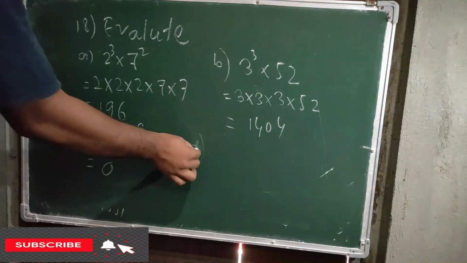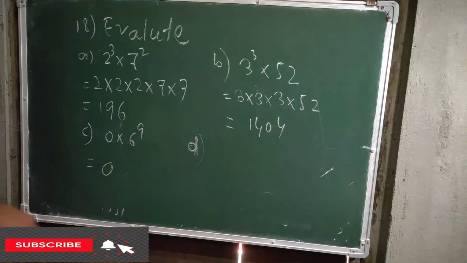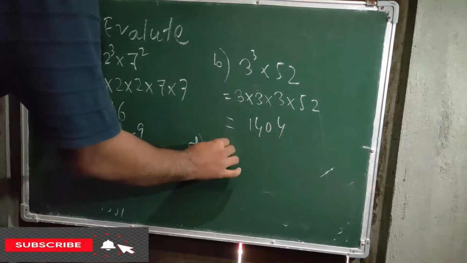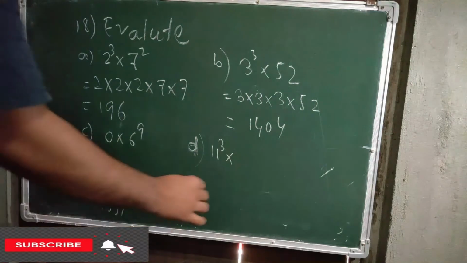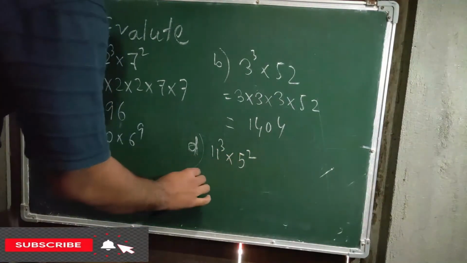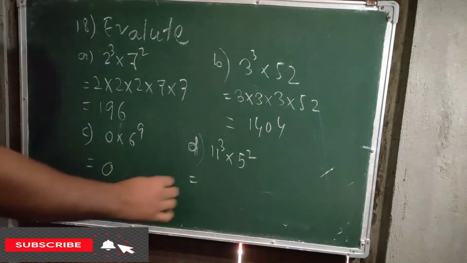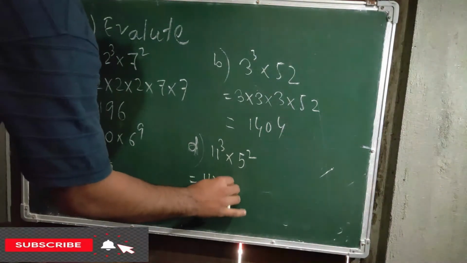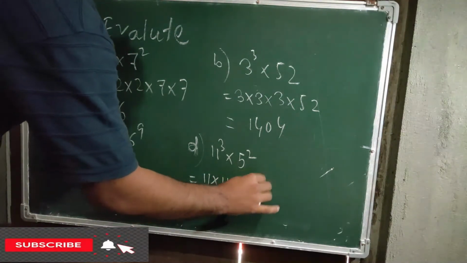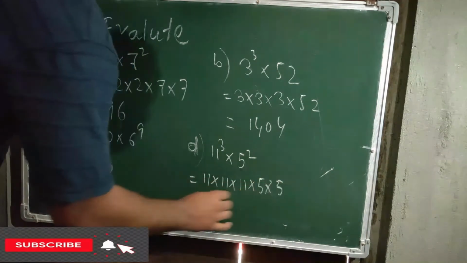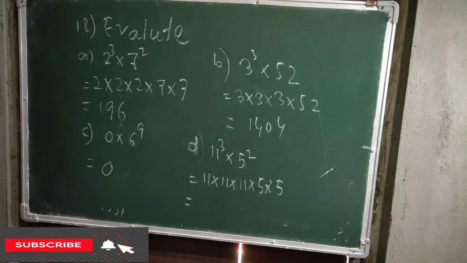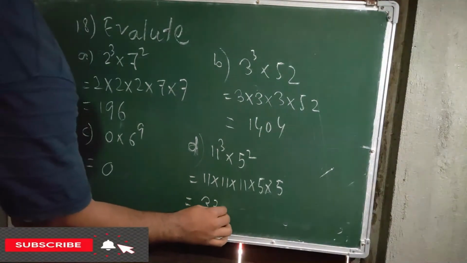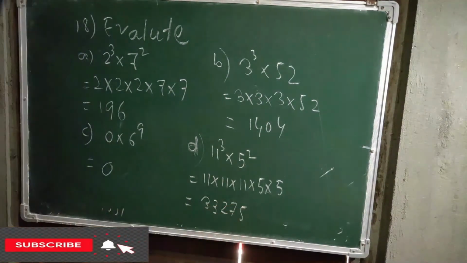So now D number. D number is 11 cube into 5 square. So this one will be 11 into 11 into 11 into 5 into 5. When we multiply this, we will get 33275. Find the value.